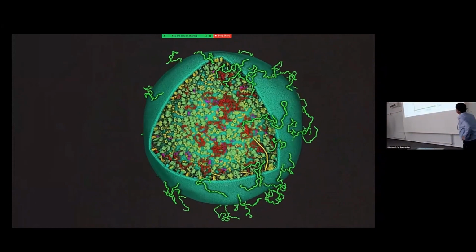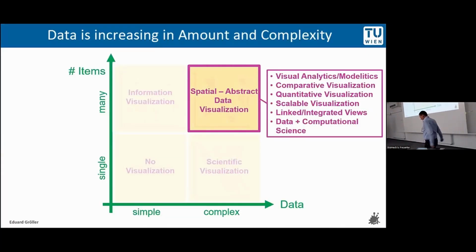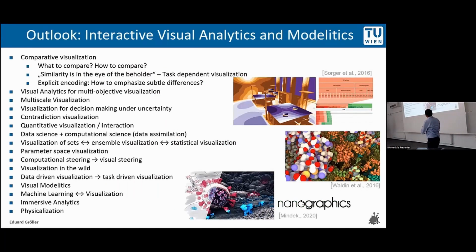Okay, so I think this was a quick explanation of this area, an example where you have a lot of spatial and abstract data, and you have these interesting areas in visualization where you can work. So at the end, I can give you an outlook of interesting topics. Maybe I'm not going through all of those, but it's interesting in comparative visualization. How do you define the metric? What's the difference between objects? What to compare and how to compare?